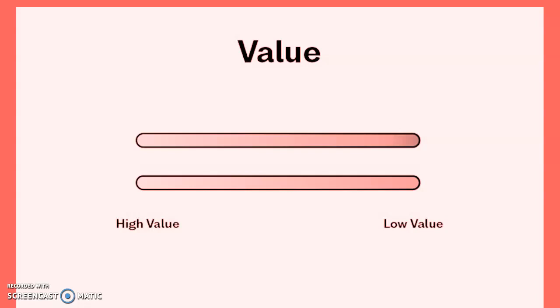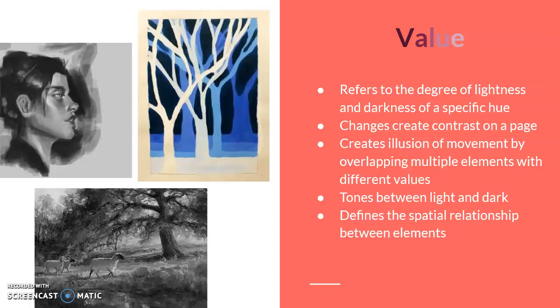Next is value. Value refers to the degree of lightness and darkness of a specific hue. Changes create contrast on a page, create illusion of movement by overlapping multiple elements with different values. Tones between light and dark, and defines the spatial relationship between elements.